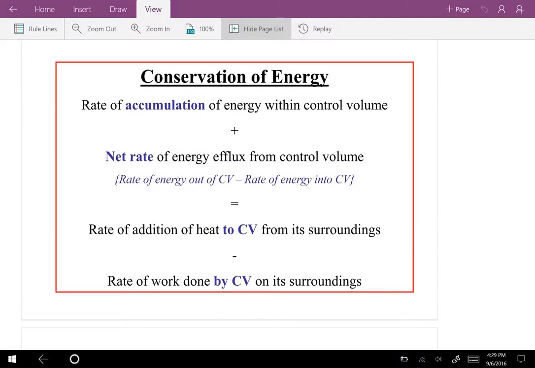Okay, so we did the integral balance for mass. Let's do the same thing for energy. It's going to be very similar to what we did for the mass balance. So again, starting point statement: rate of accumulation of energy within the control volume plus net rate at which energy leaves is equal to Q dot minus W dot, right?